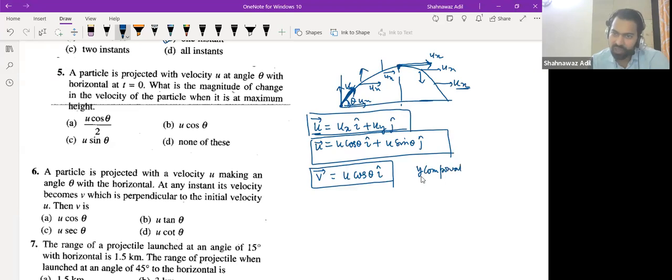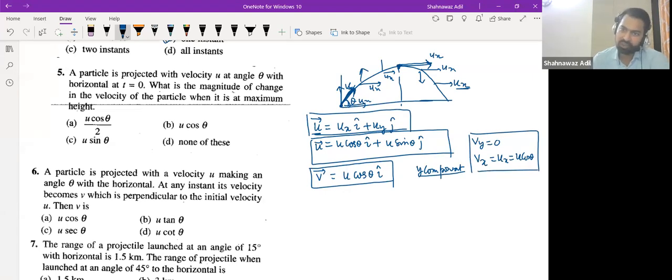So if we don't have any y component, which means that vy is 0, right? And vx is ux, which is u cos theta, as Rishita said, right? So this is the velocity at maximum point. Okay. Now we have to find out the change in velocity.